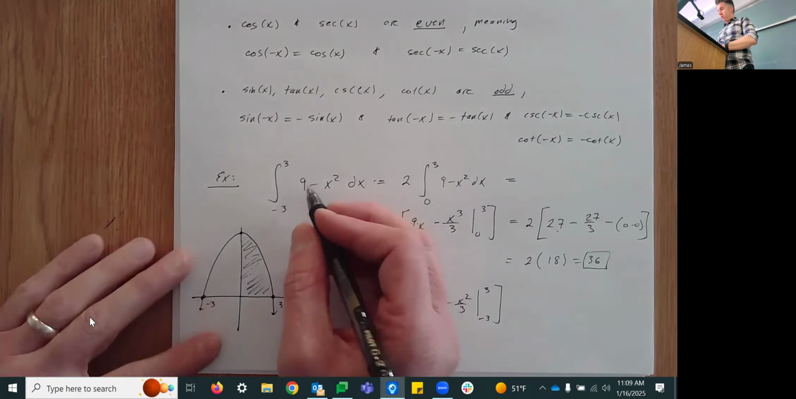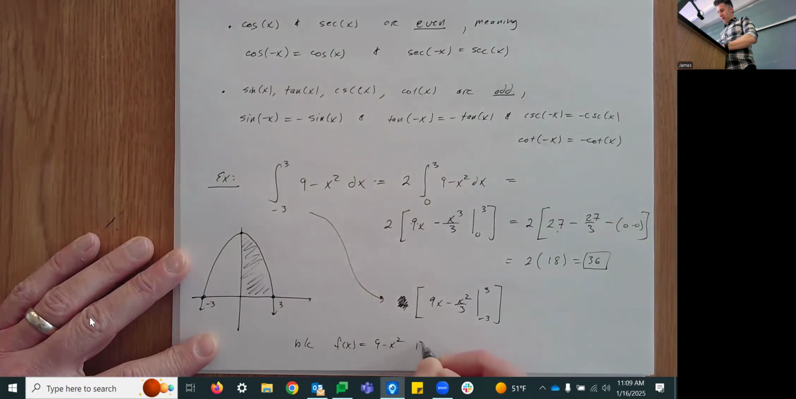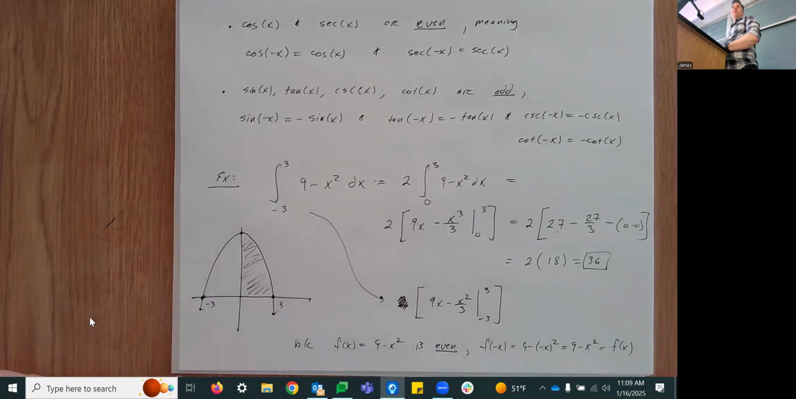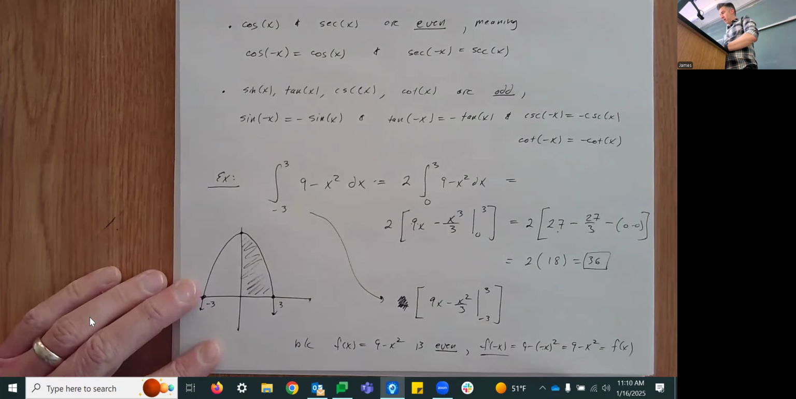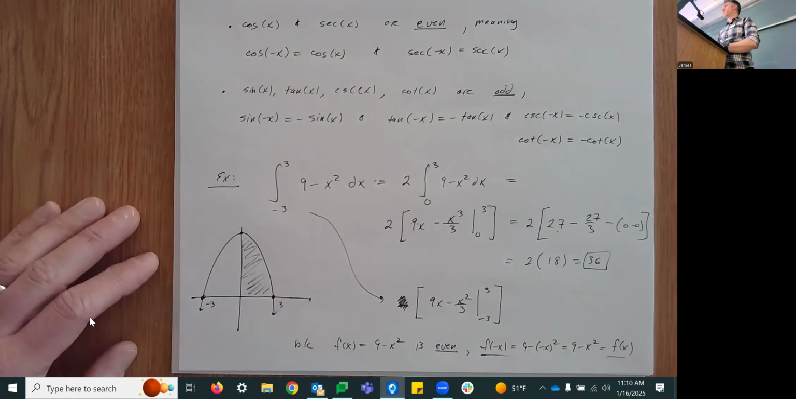So we can do this because f of x equal to 9 minus x squared is even. Or in other words, f of -x, which equals 9 minus -x squared. Well, -x squared is just x squared. So that's 9 minus just x squared, which is your original function. So it needs to be even. The f of -x is equal to f of x. This is less often used, but still useful.